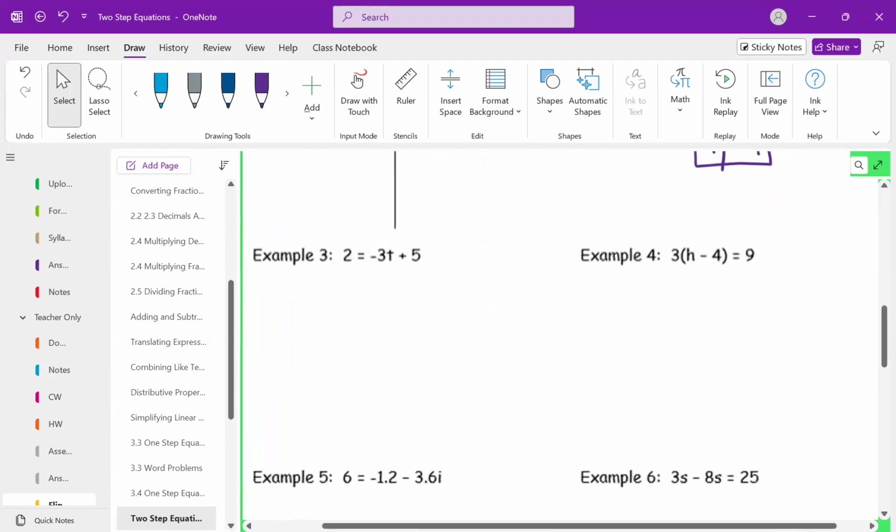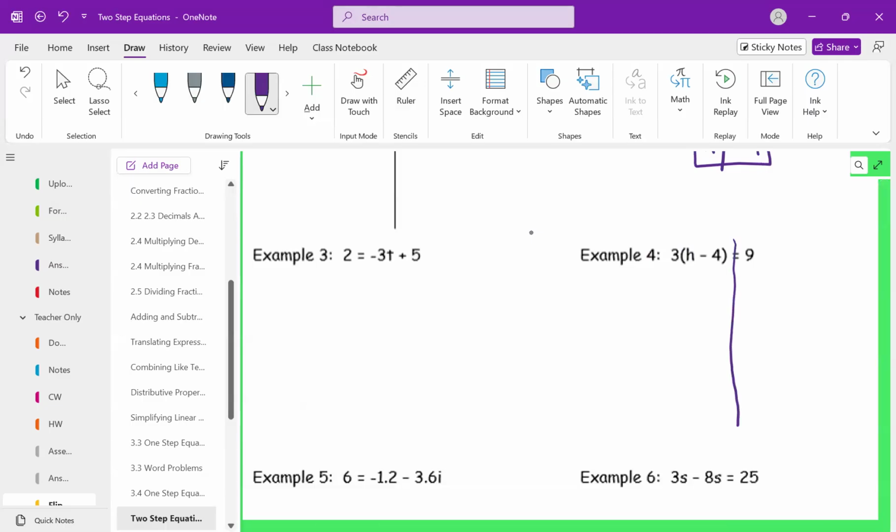We're going to skip to example 4, and then you're going to try example 3. So what do you think we need to do first in example 4 before we use inverse operations? Did you say to distribute? You'd be right. So 3 times h is 3h. 3 times negative 4 is minus 12. Equal sign stays on the line, and we bring down the 9.